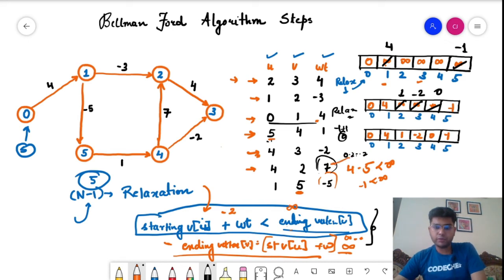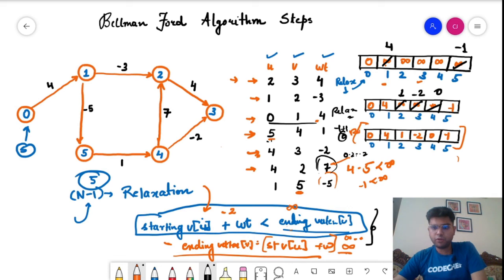So the weight at 2 is 1, which is a better option, so we will not update it. Once we find something smaller than the current value, then we will update it. So the weight at 1 is 4, 4 minus 5 is equal to minus 1. So the weight at 5 is also minus 1. So this is the relaxation, right?